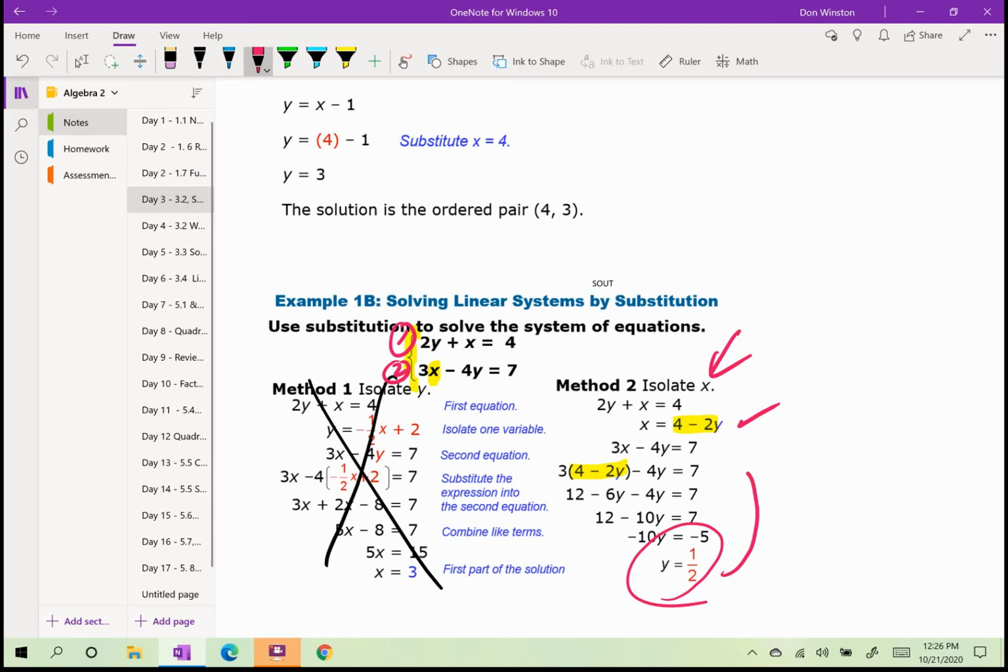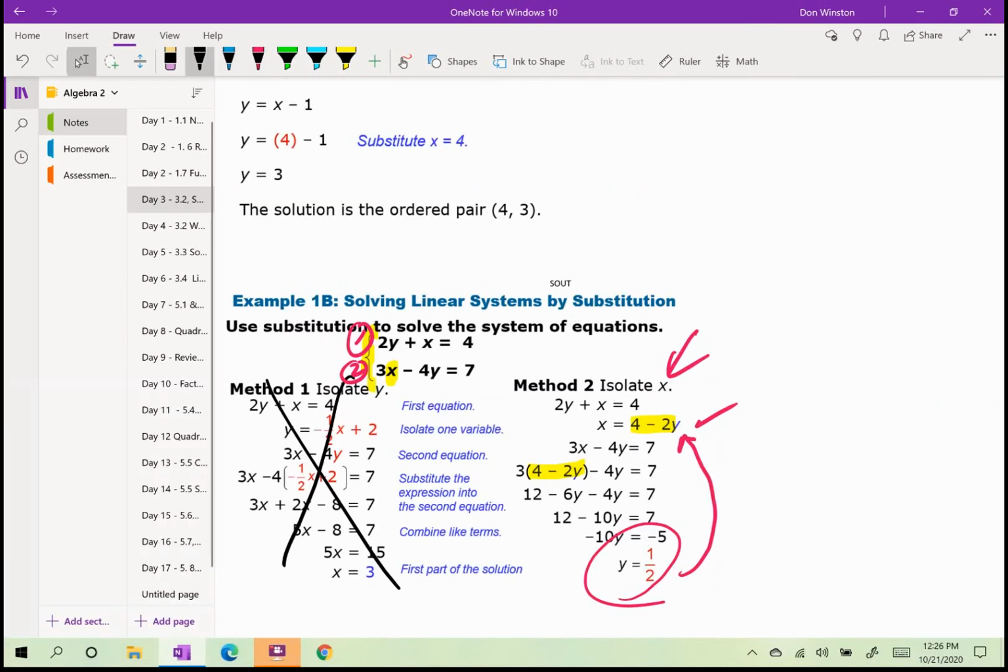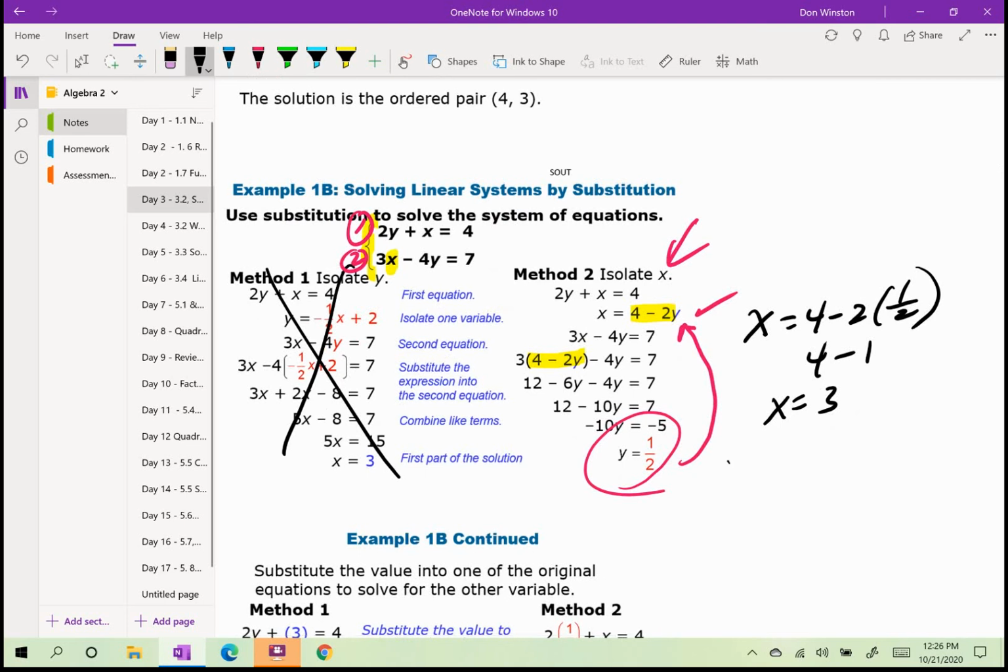Okay, and we have to substitute that back in there. And when we do that, final step, we get x equals 4 minus 2 times 1/2. And so that's 4 minus 1, since 1/2 of 2 is 1. And so we get 3. So x is equal to 3. So my solution is 3 and 1/2. x is 3 and y is 1/2.